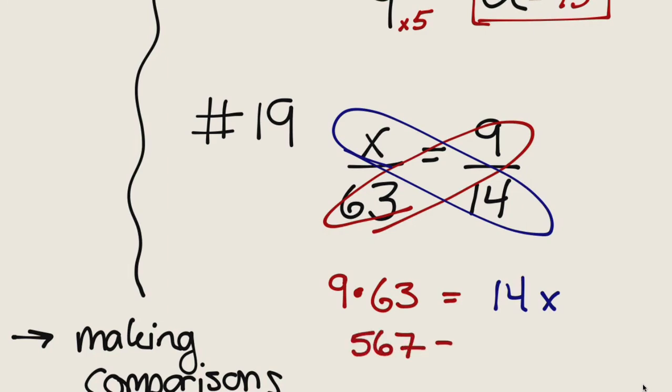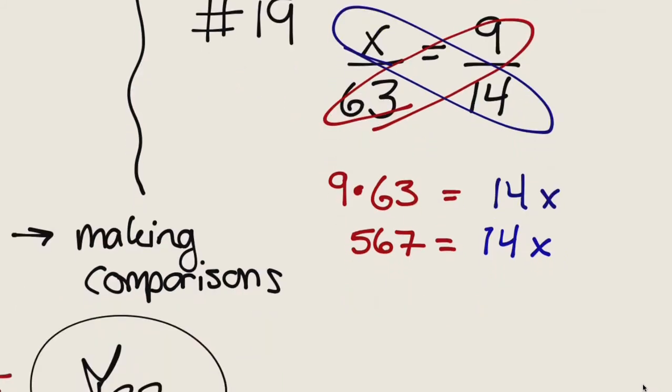567 equals 14 times x. What do I have to do to get x by itself, Jaden? Yeah, the opposite operation. Okay? So we're going to divide both sides by 14.